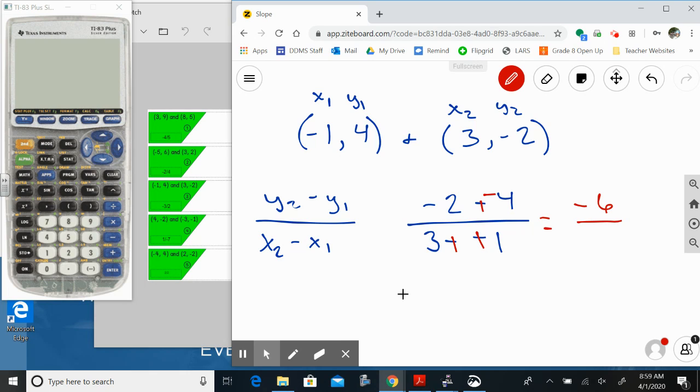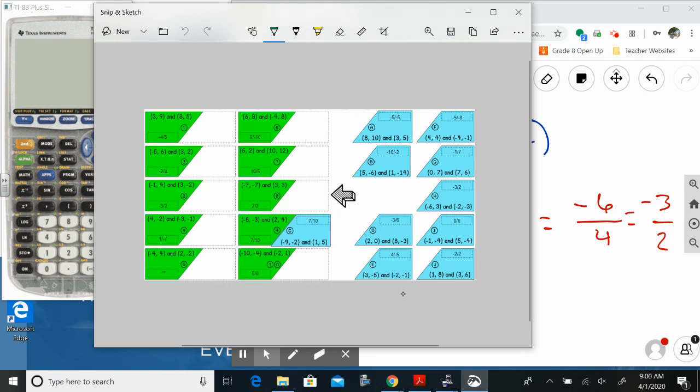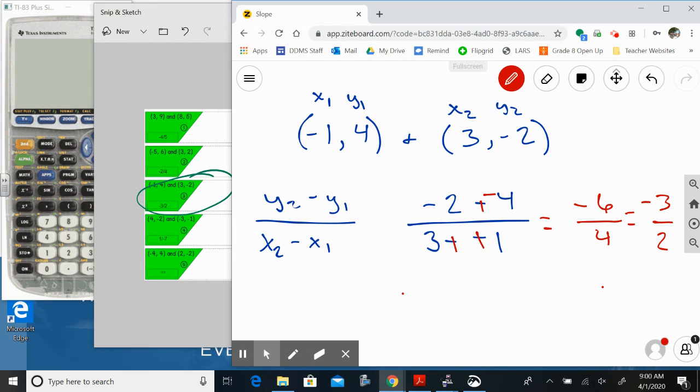3 plus 1 is 4. You would simplify that down. Do not make it into an improper fraction. It would be -3/2. So that one was right here in your slides, and then you would just go over and figure out which one it was. So -3/2, and then you would go over and try to find a match.